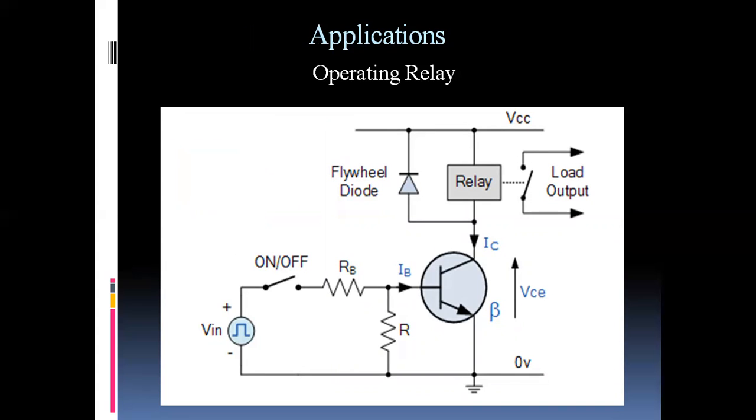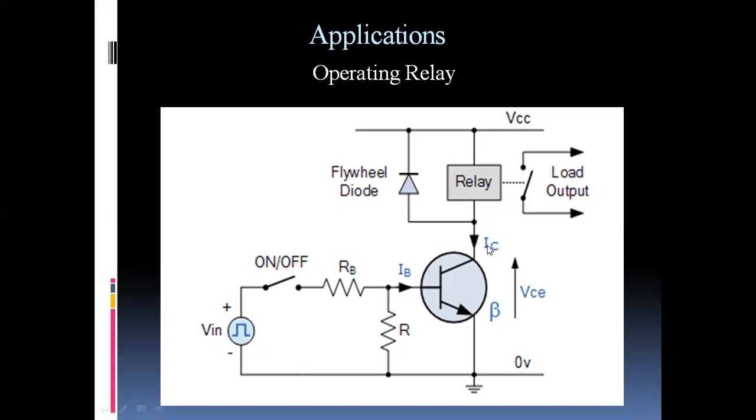Now we'll see some applications of the transistor, which is operating a relay to carry different loads. This circuit diagram shows the input signal. The pulses are applied as input to the transistor, and at the collector side a relay is present, which is used to drive the different load circuits. When IB equals 0, the collector current flowing through the transistor is 0, and because of that the relay is de-energized.